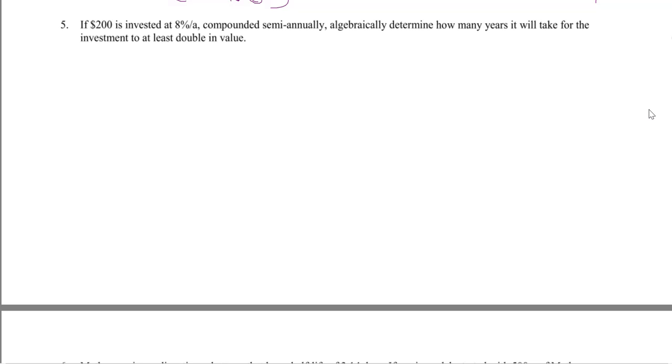$200 is invested at 8% per annum compound. So you're not escaping compound interest questions. Okay, they're back. $200 is invested at 8% per year, compounded semi-annually. Algebraically determine how many years it will take for the investment to at least double in value. At least double. So if it's $200, we want it to be worth at least what? 400. So our formula for compound interest.